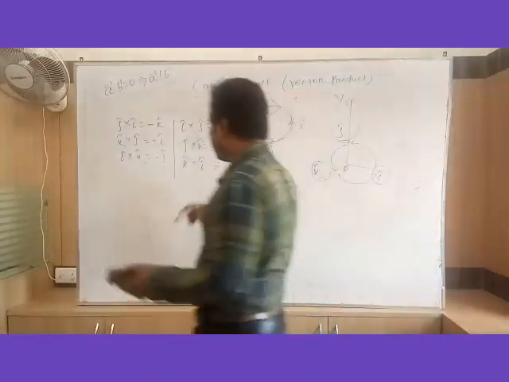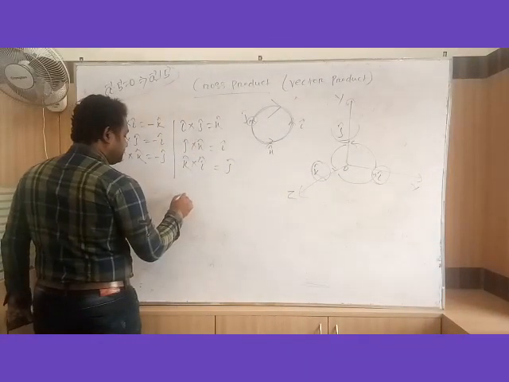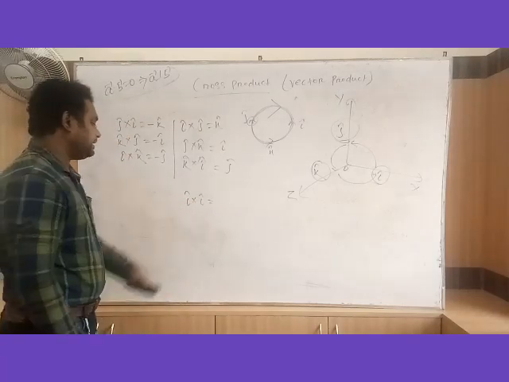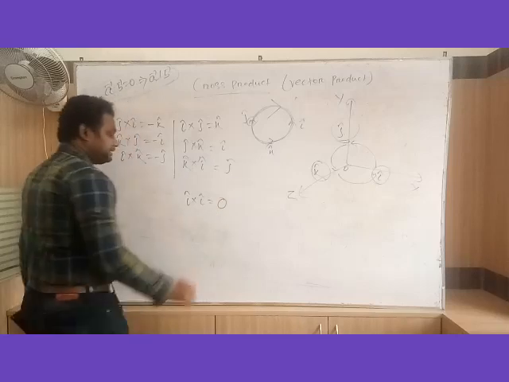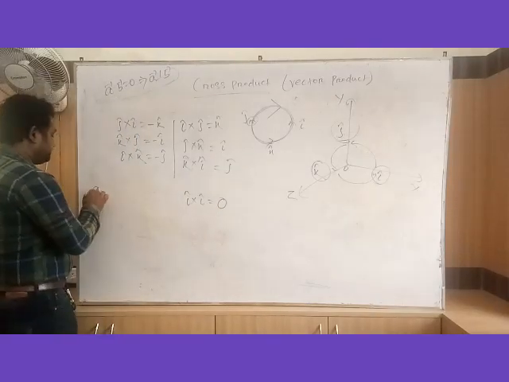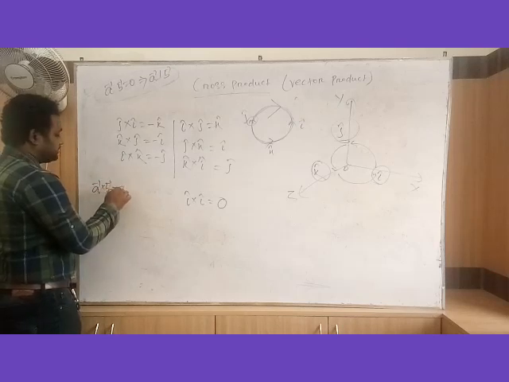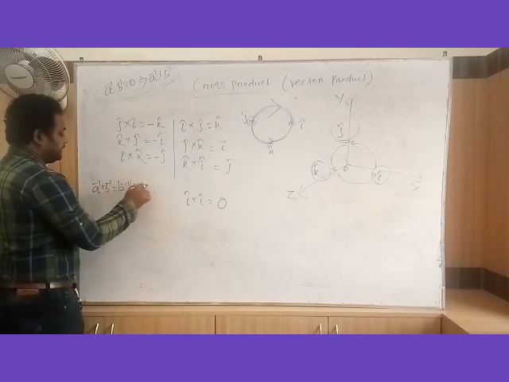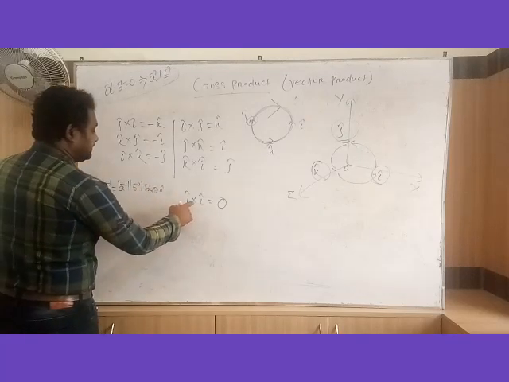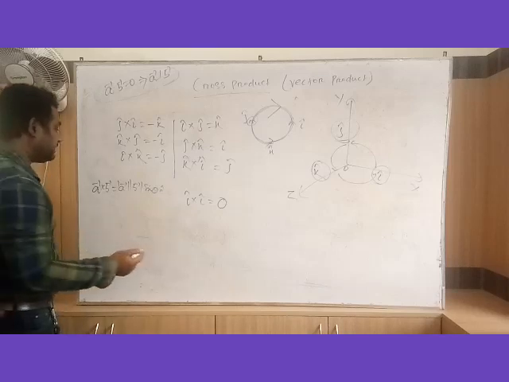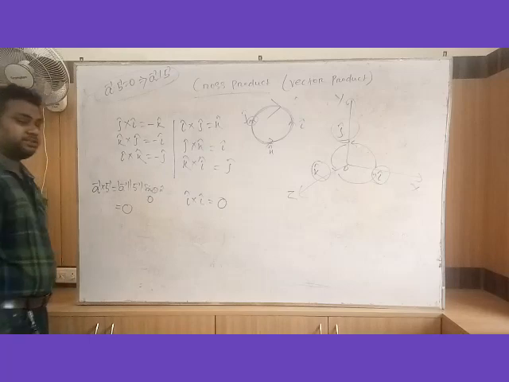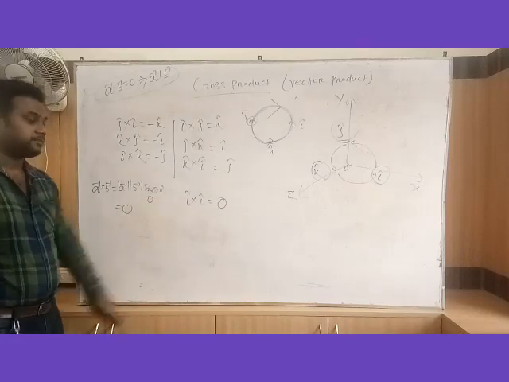But in cross product, if you take the same unit vector, I cross I, the value becomes 0, because we know the formula: A cross B equals magnitude of A, magnitude of B, sin theta n cap. If I cross I, the angle between them is 0 degrees. So if sin theta equals 0, then the whole value becomes 0. So the value of I cross I equals 0.